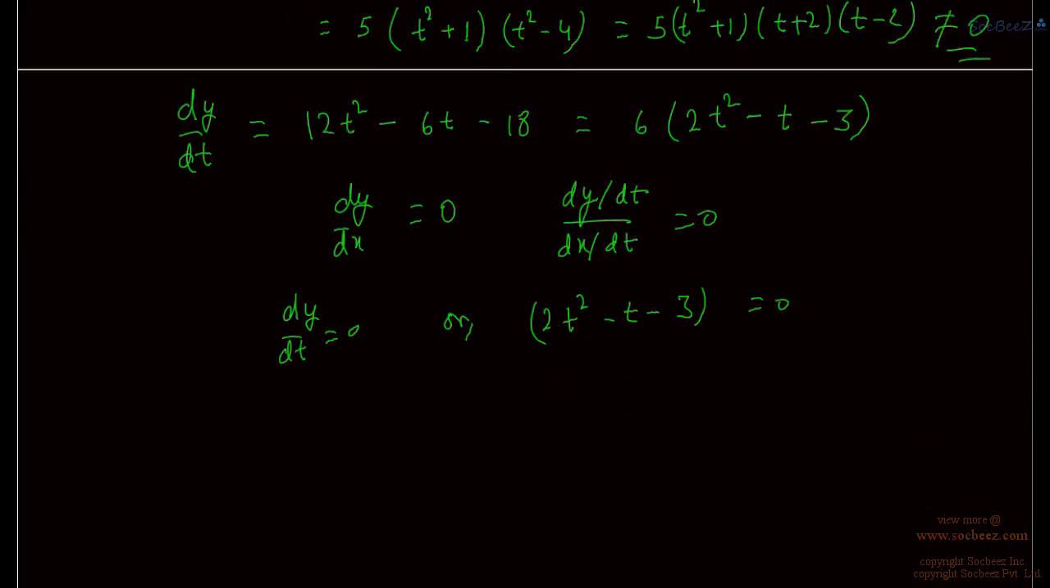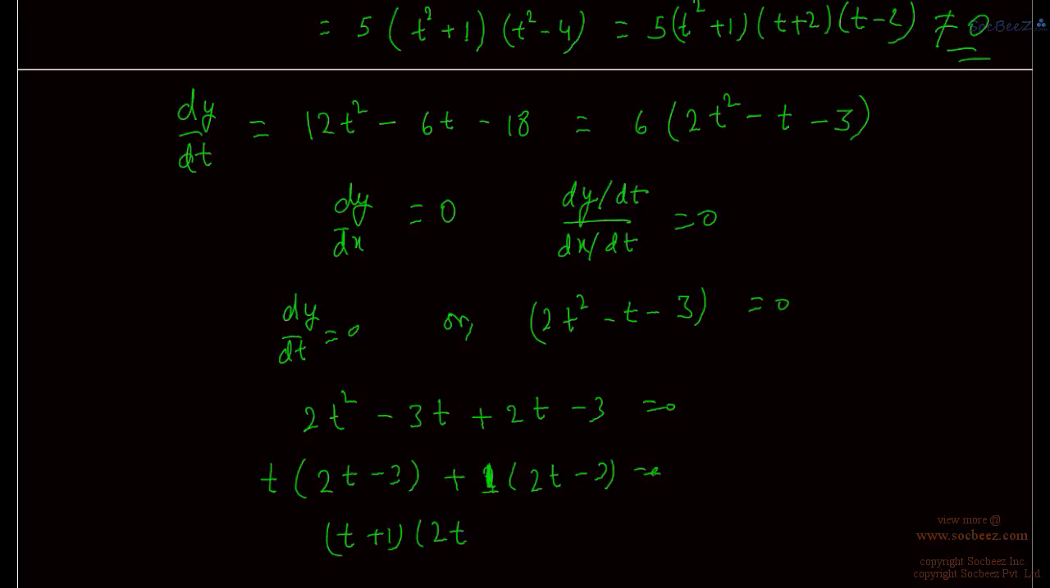If we factorize this polynomial, we get 2t square minus 3t plus 2t minus 3 is equal to 0, or taking t as common, t times 2t minus 3, plus taking 1 as common, 2t minus 3, is equal to 0, or we have t plus 1 times 2t minus 3 is equal to 0. So we have t equal to minus 1 and 3 by 2 as candidates for maximum or minimum.